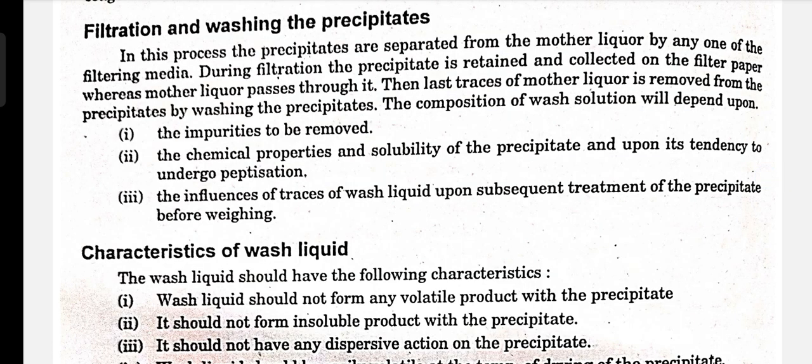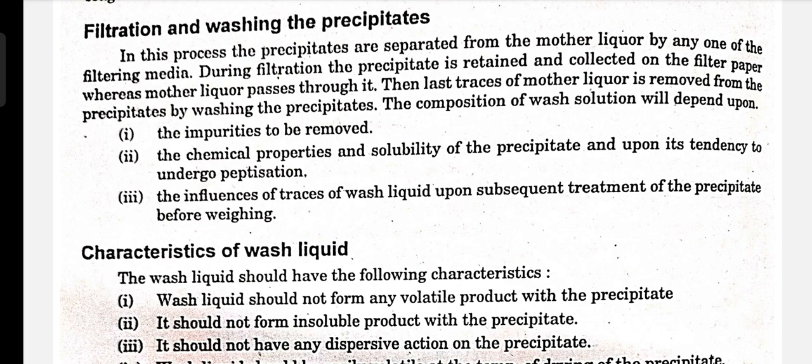Filtration and washing of the precipitate. In this process, the precipitate is separated from the mother liquor by any one of the filtration media. During filtration, the precipitate is retained and collected on the filter paper, whereas the mother liquor passes through it. Then the last traces of mother liquor are removed from the precipitate by washing.